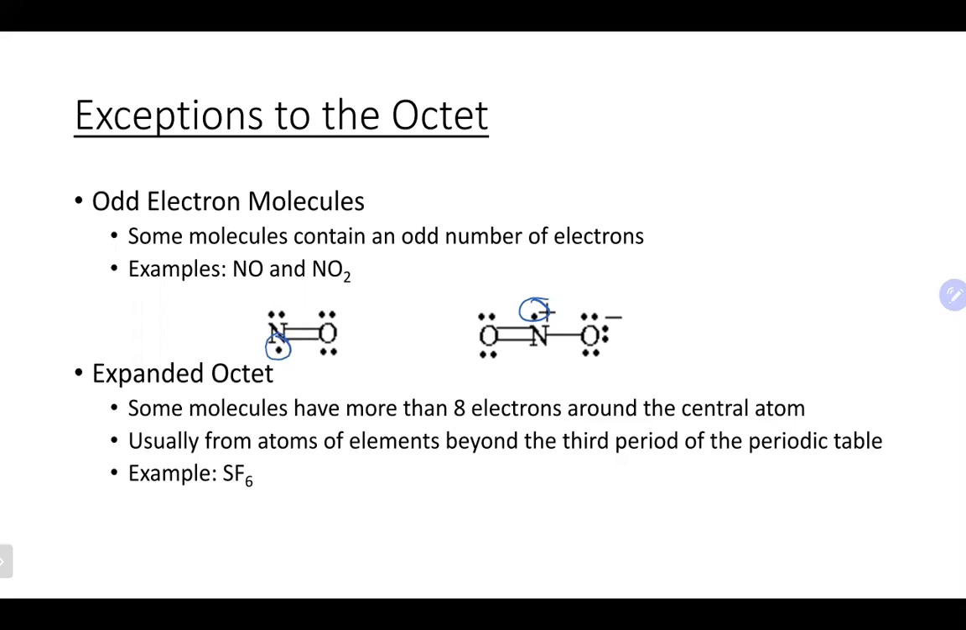NO is an example of that. NO2 is also an example of that. Again, you can see you end up with one unpaired electron. So incomplete octet is an exception to the octet rule. An odd electron molecule is also an exception to the octet rule.